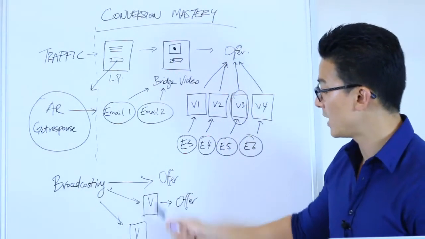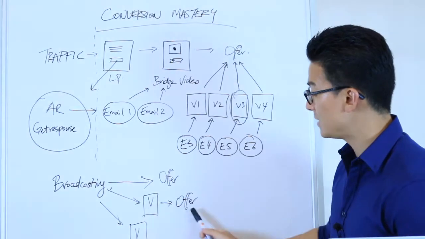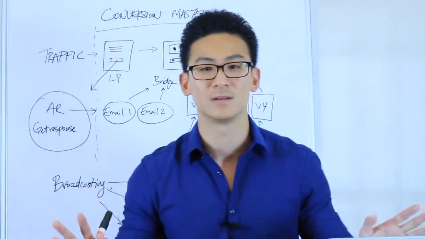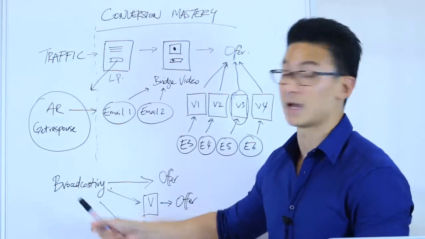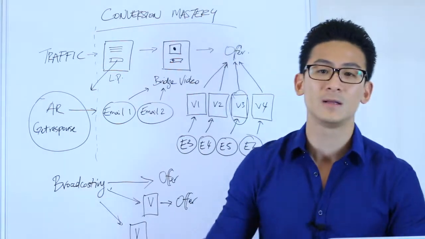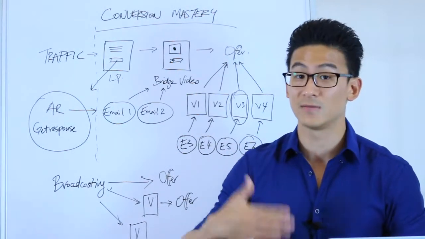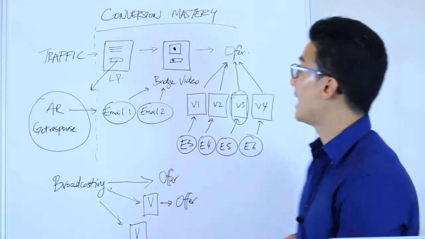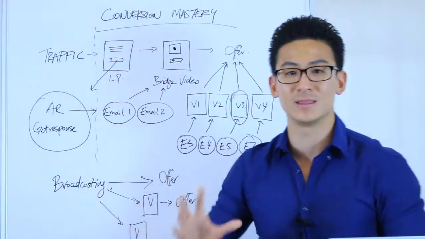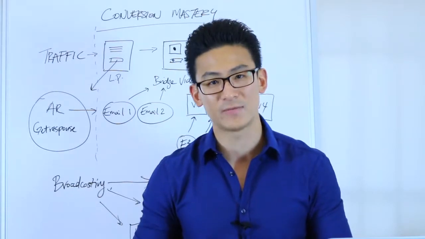So 3 different ways that you can do it: straight to the offer, value to offer, or just a great piece of value and you're not really asking for anything at all in return. And you can broadcast forever, every 3 days, 4 days, 5 days, drop them an email, tell them how you're doing and give them a great piece of value. And this, my friend, is conversion mastery, and this is how you convert a lot of your traffic.